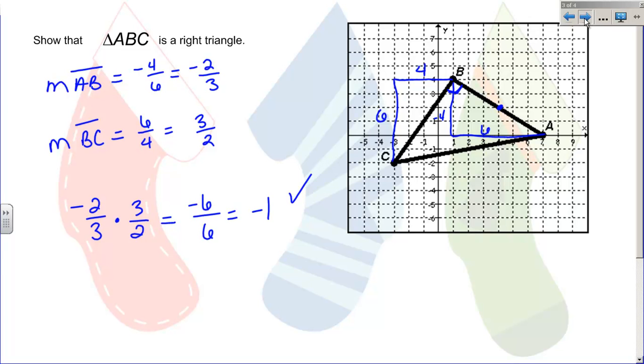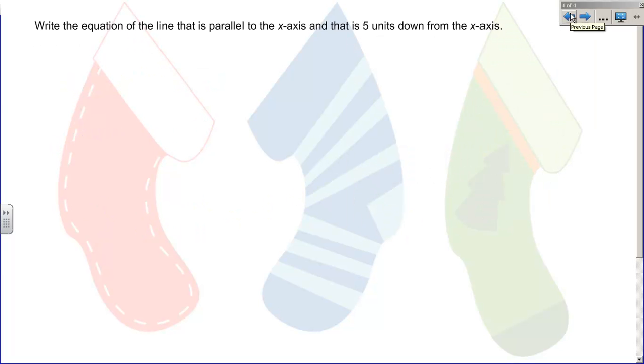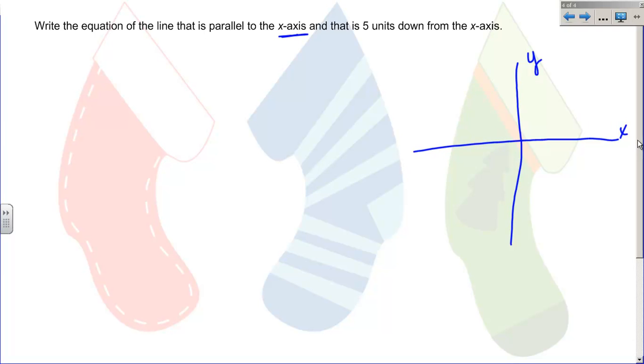Okay. Now, let's do this very last one. I want to write an equation of a line that is parallel to the x-axis and that is 5 units down from the x-axis. So if you think about this, if this is my grid, and this is the x-axis and this is the y-axis, what kind of line does the x-axis make? The x-axis makes a horizontal line. And the equation of the x-axis, since it is a horizontal line, is just going to be y equals 0, because right here on the x-axis, no matter where you are, that's what y is going to equal. It's going to be 0. Right here it's 0, and at any other point on there, y is going to be 0.